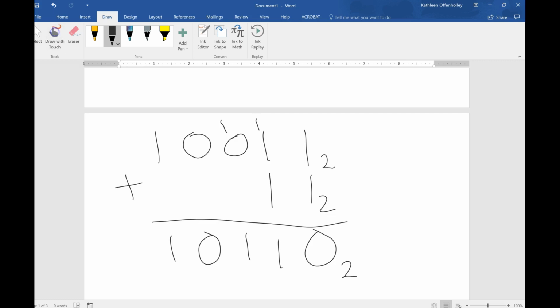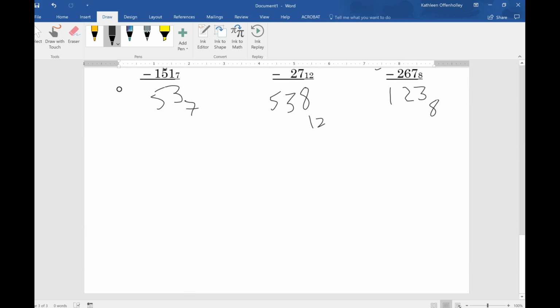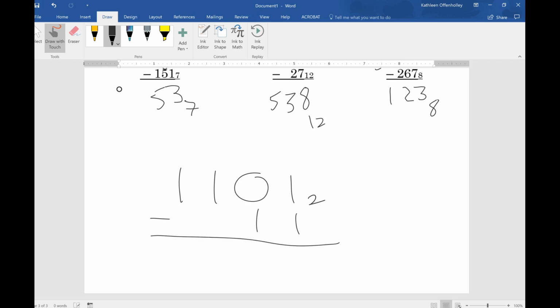Now let's try some subtraction here. So what if I had 1, 1, 0, 1 minus 1, 1. Let's give it a try. So, and these are both in binary. So 1 minus 1 is 0. That's no problem. Can't do 0 minus 1.